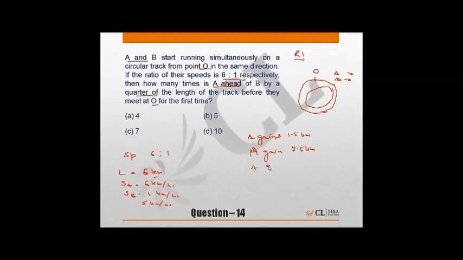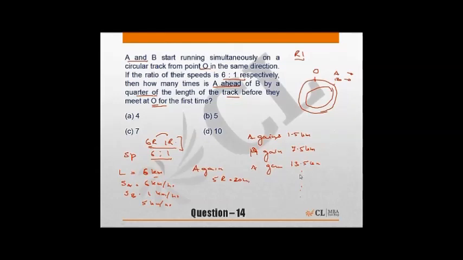Next case, A gains another one round. So 7.5 and 6, 13.5, and so on. Okay. Till when should you do it? Let's look at what the question says. Before they meet at O for the first time, when will they meet at O for the first time? Ratio of speeds is 6:1. That means when B does one round, A would do 6 rounds. Or A would gain, I can say, 5 rounds in this case. So the maximum gain possible is 5 rounds, which is equal to 30 kilometers.